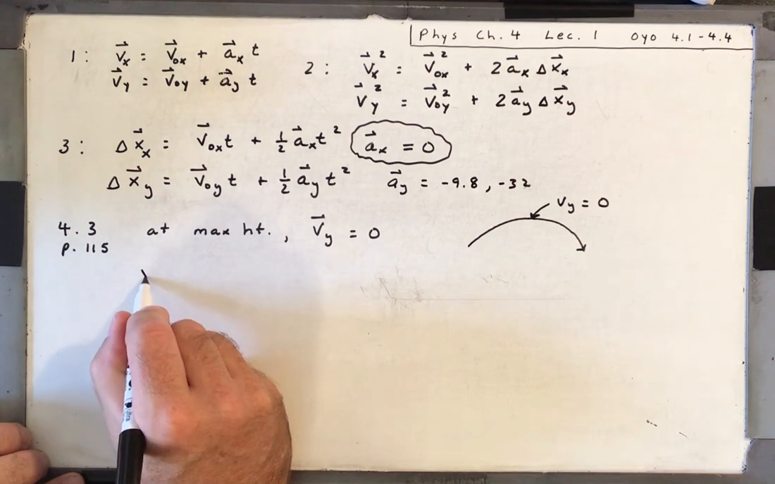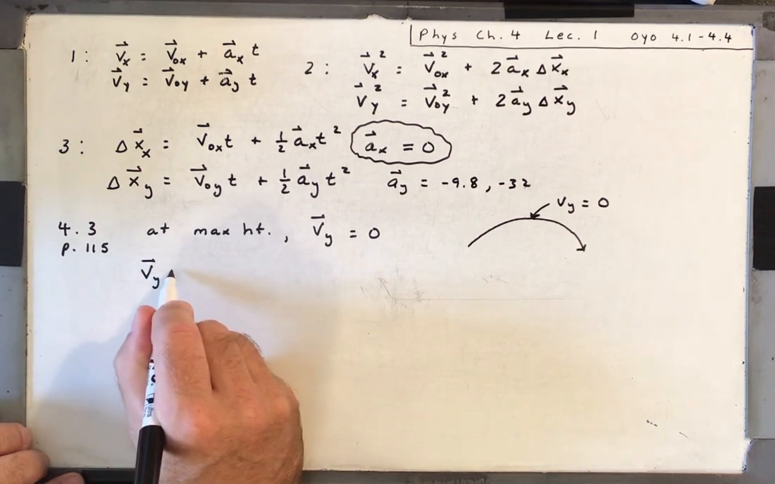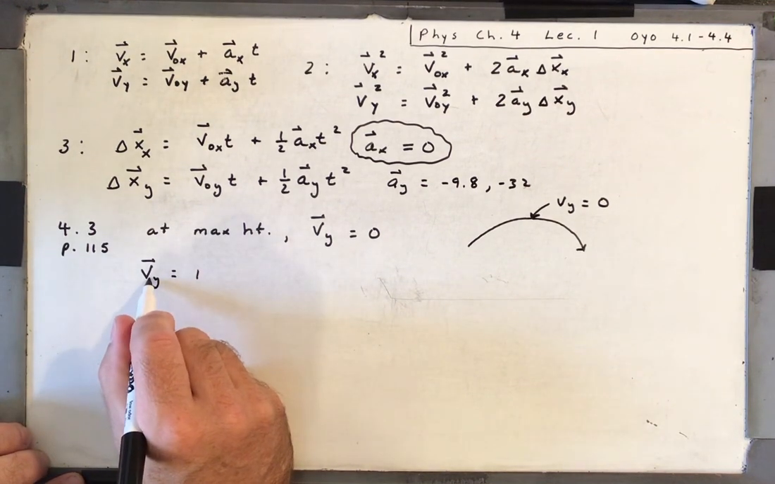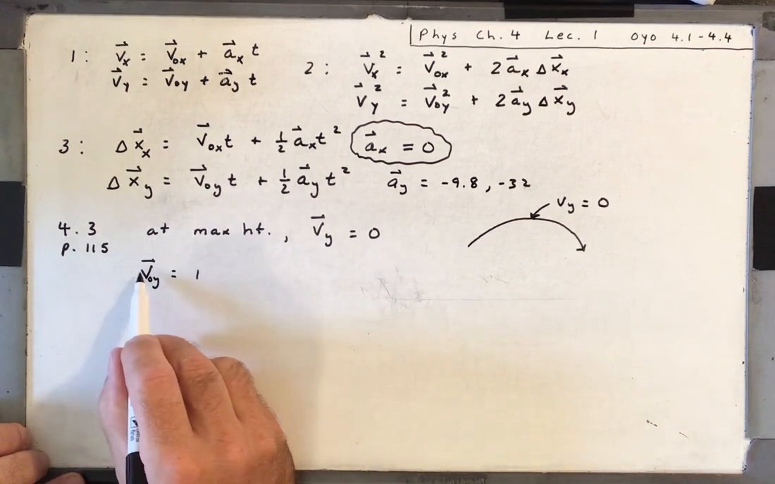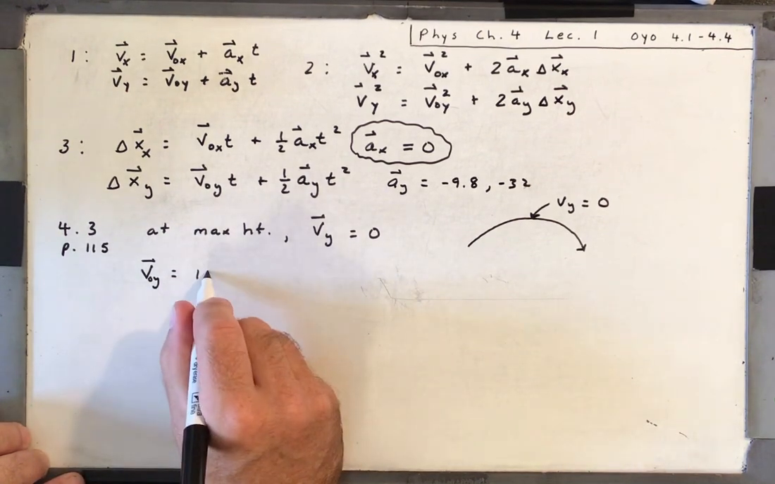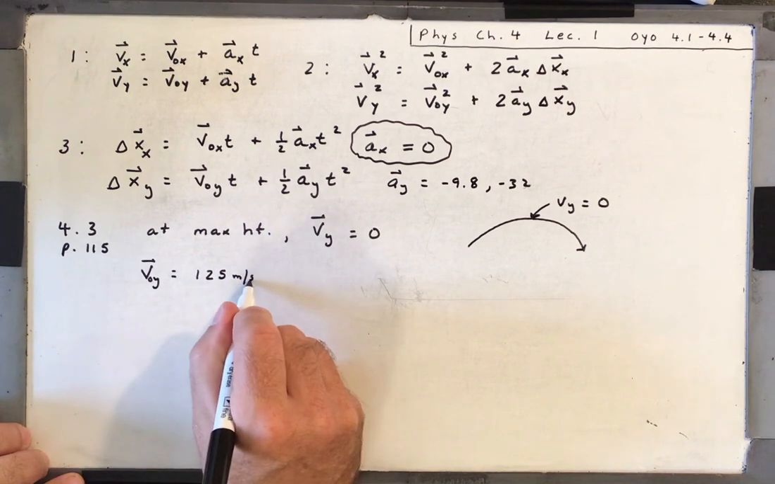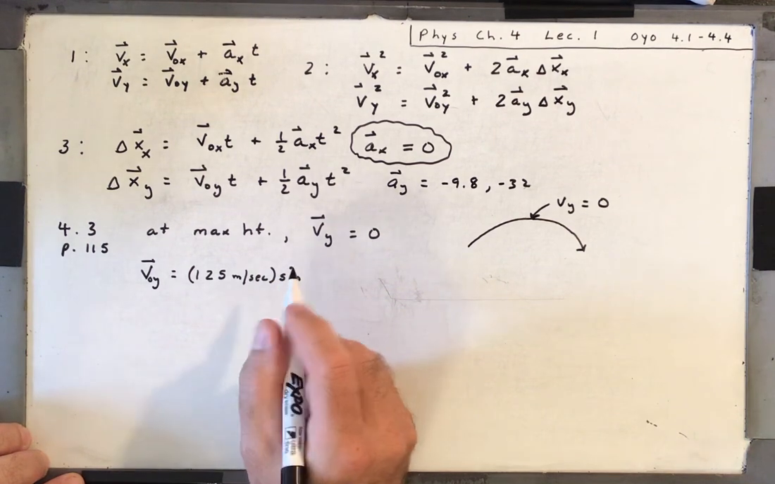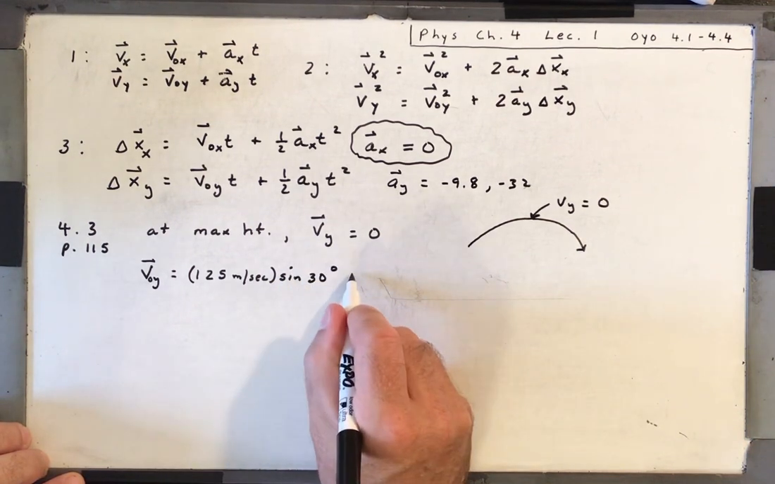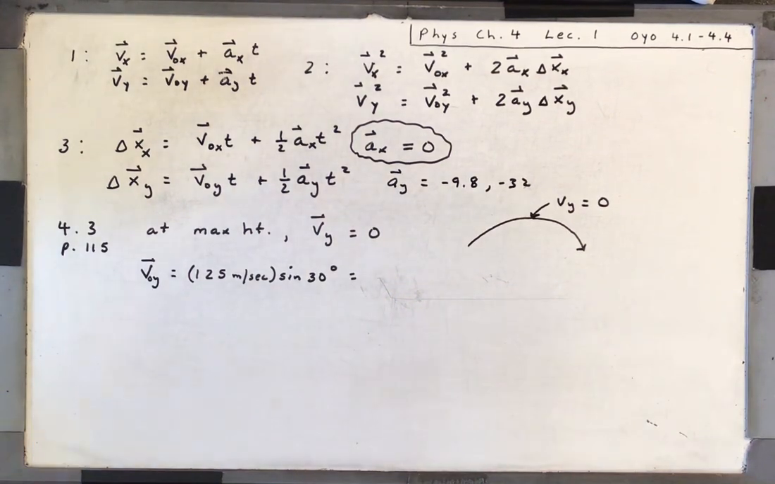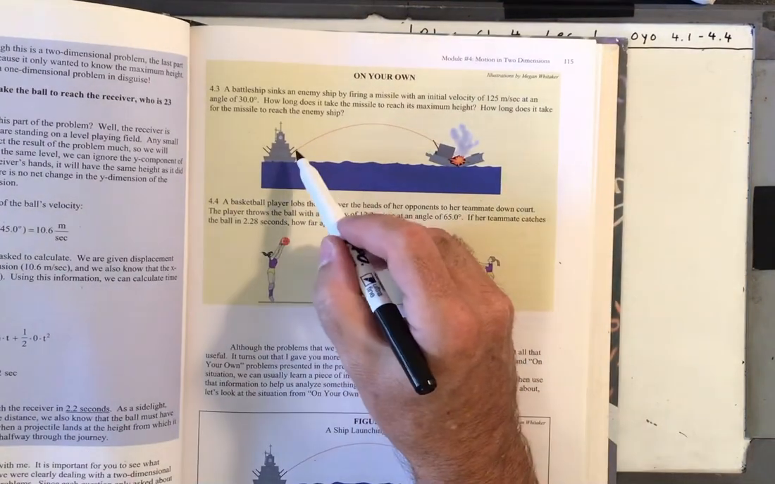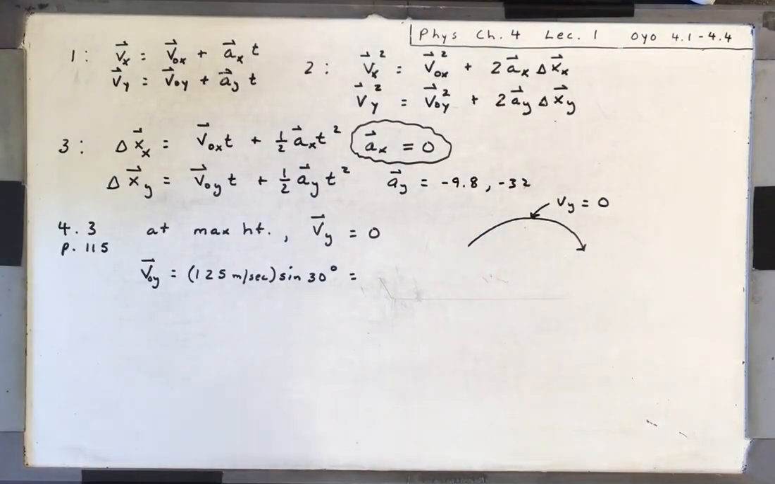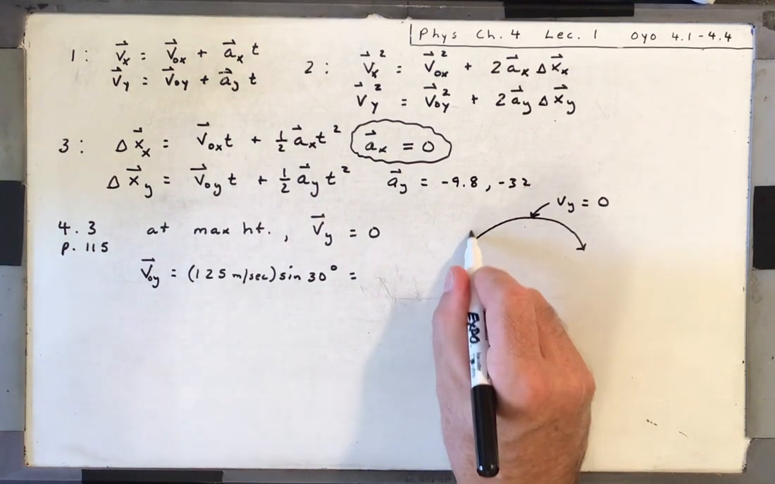So the velocity in the y direction is going to be 125, or excuse me, the initial velocity, v naught y, 125 meters per second. And remember, sine goes with y, so sine 30 degrees. All right, because they're just giving you the initial velocity at the angle of 30 degrees. The y component of that initial velocity is the velocity component that is going straight up.